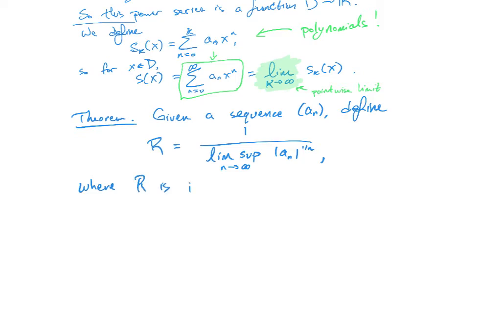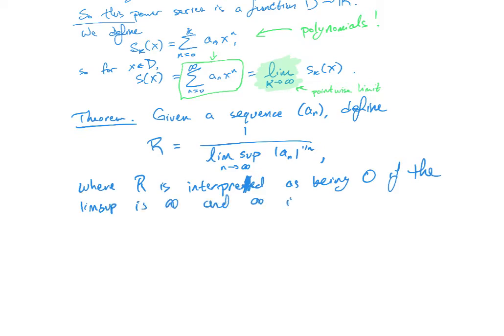So where R is interpreted, 1 over the lim sup, as being 0 if the lim sup is infinity, and infinity if the lim sup is 0. Okay? Okay, so that's all just the definition of R. Here's the actual content of the theorem.